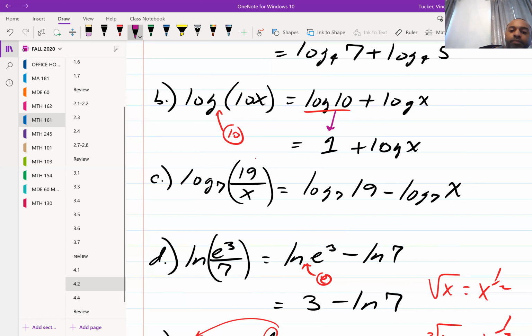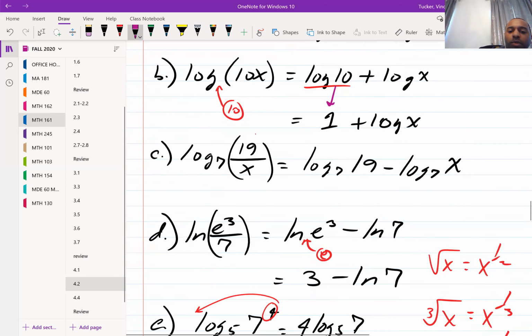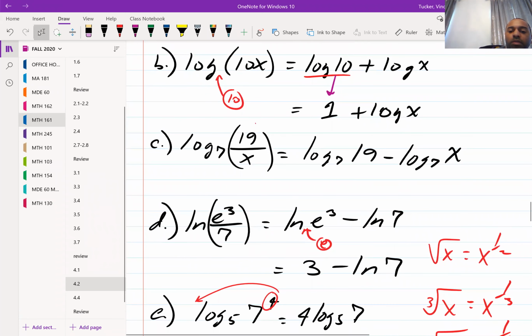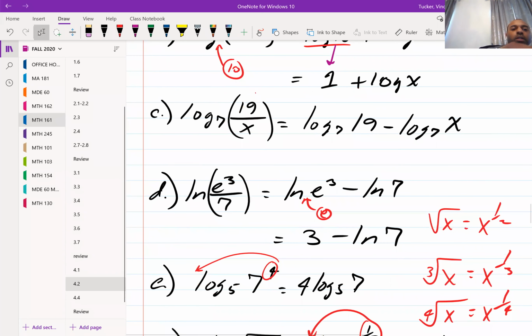All right. Any problems before we go to the next one? So the next one, we're using the power rule, and we have log base 5 of 7 to the 4th power. And all we want to do right here is just take the 4 to the front, and that'll be 4 log base 5 of 7.